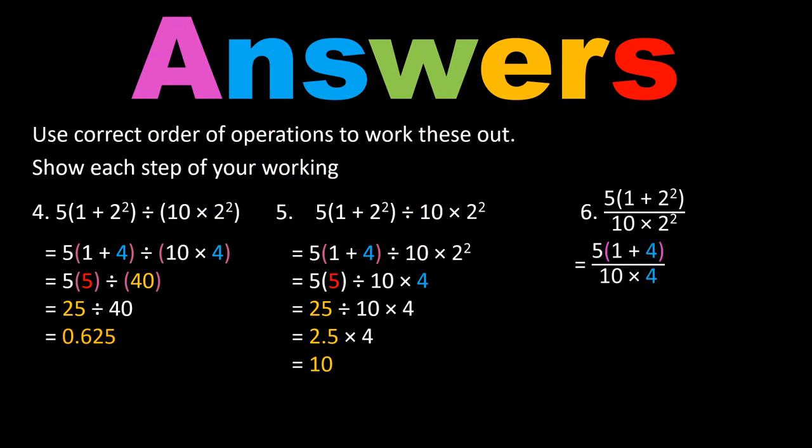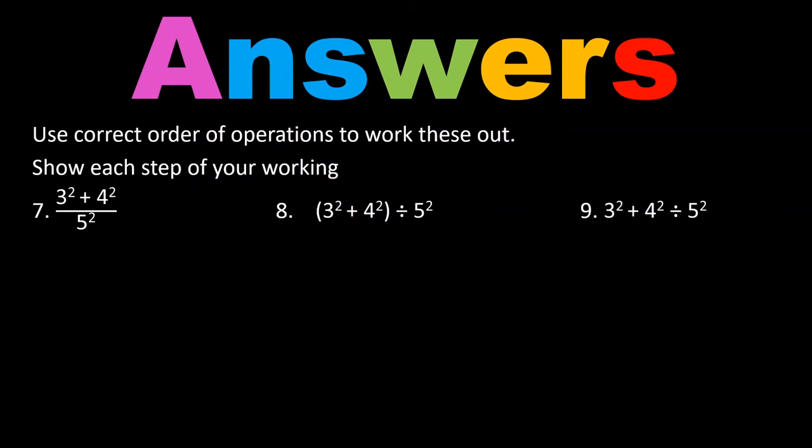Next, let's work out what's inside the bracket in the numerator on the top of the fraction. Then we can do our multiplications. The top has got a multiplication and the bottom's got a multiplication. Finally, 25 over 40 means 25 divided by 40. And we got the same answer as question 4. Again, who can tell me down in the comment section why question 4 and question 6 give the same answers?